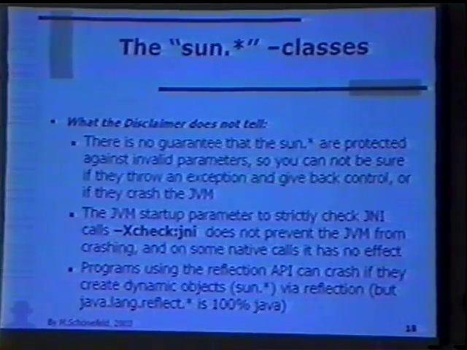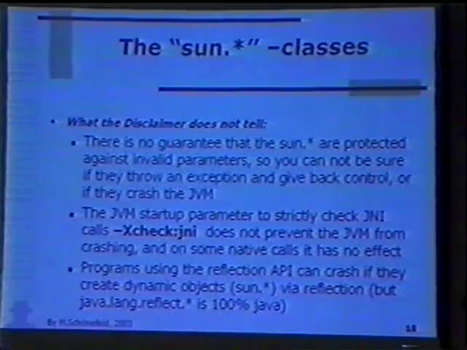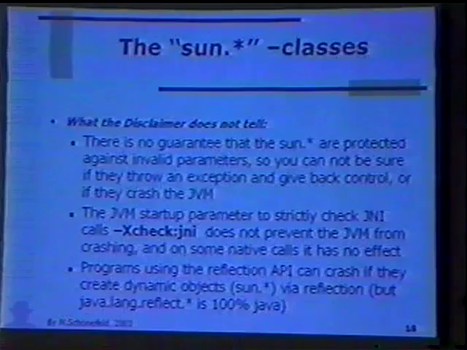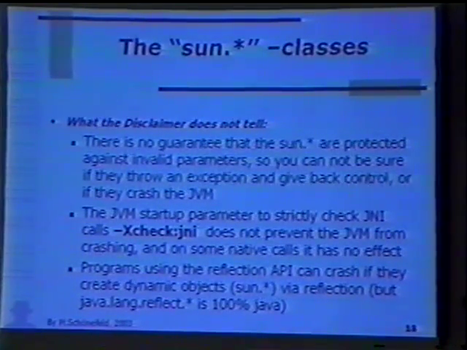So what does the disclaimer not say? There's no guarantee that the Sun classes are protected against invalid parameters, so you cannot be sure whether they throw an exception and give you back control like it should be in Java, or they just crash the JVM. Sun implemented some basic checks. So if you start your JVM with -Xcheck:jni, you expect some protection against invalid parameters, but that does not always work as expected.